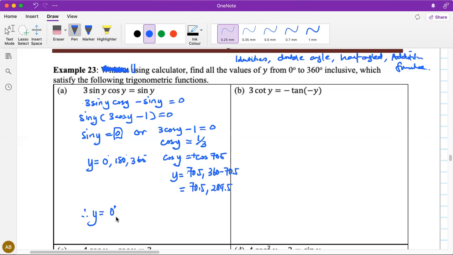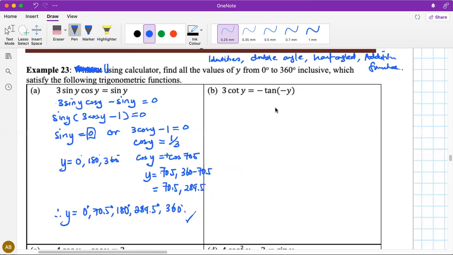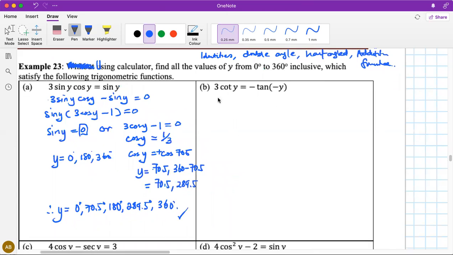Okay, so lastly, write down all the angles. That is 0, 70.5, 180, 289.5 degree, and lastly 360 degree. Okay, so list all the angles that satisfy the condition. Okay, this is A.